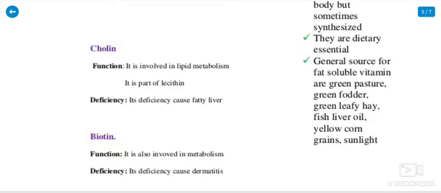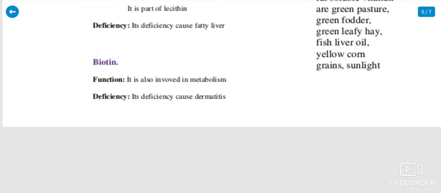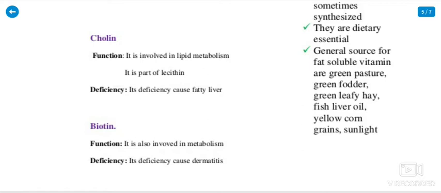At the same time, those who have fatty liver are generally alcoholic and drug addict persons, particularly with alcoholic compounds, it will lead to fatty liver disease. Once the liver is damaged, or in an obese person, fatty liver forms automatically. Okay, and biotin, its function is that it is involved in metabolism.